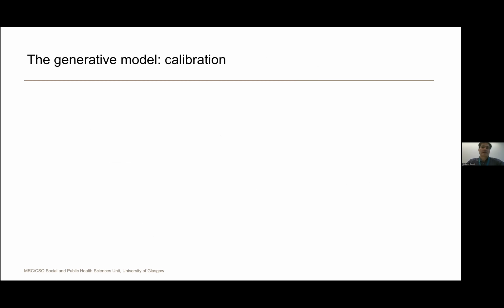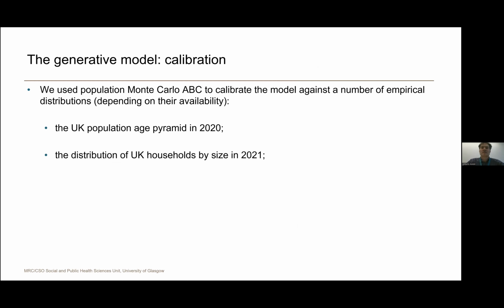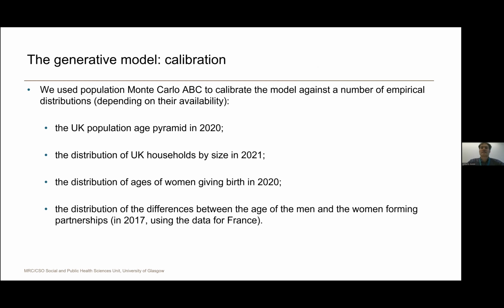We calibrated this model recently, in the last few months, using the Monte Carlo approximate Bayesian computational method to calibrate the model against a set of empirical distributions, like the UK population age pyramid in 2020, the distribution of UK households by size in 2021, the distribution of ages of women giving birth in 2020, and the distribution of differences between the ages of men and women forming partnerships.